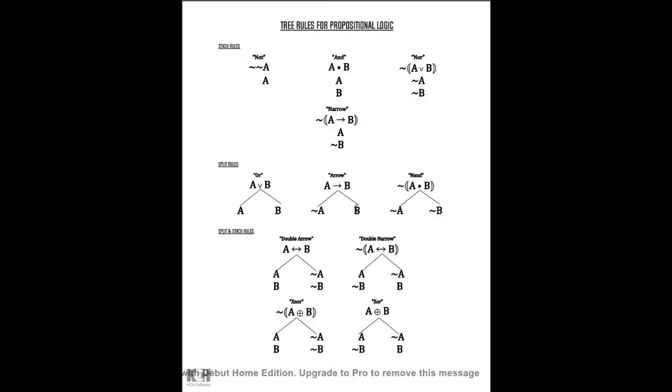All right. Everything you see here are the rules for trees. Basically, there are three kinds of tree rules. Those that stack, and these are nots, ands, nors, and narrows. And then rules that split: ors, arrows, and nands. And then rules that split and stack. Those are double arrows, double narrows, XORs, and XNORs. So what you want to do is find the top situations here first. Where are situations where this stuff is going on? The stack rules, if you can do a stack rule, do that first. Then do the split rules, then do the split and stack rules. So have this sheet next to you, the tree rules for propositional logic, for what to do.